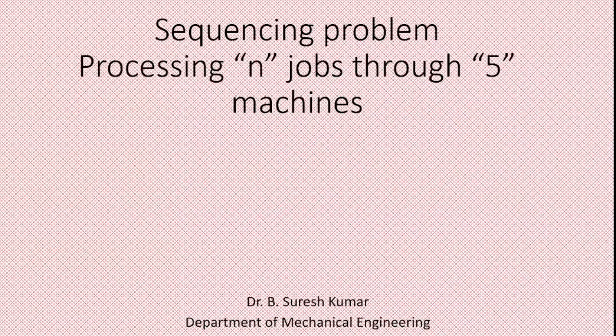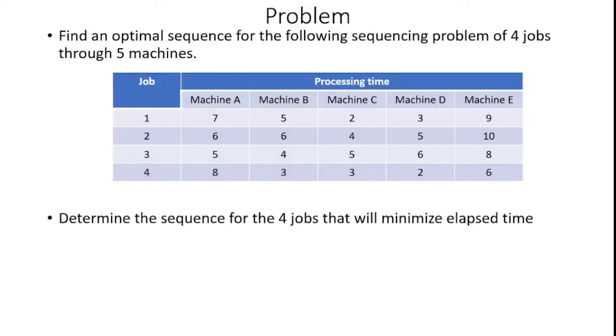Good day. This presentation mainly deals with the sequencing problem, which involves processing n jobs through 5 machines. The problem used for understanding this is: find an optimal sequence for the following sequencing problem of 4 jobs through 5 machines.